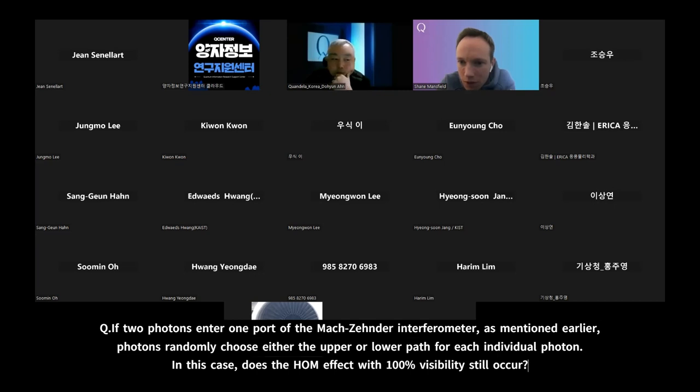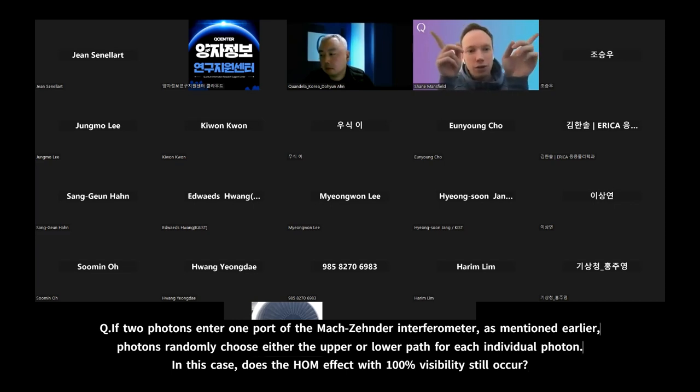Right. So the question is about the Hong-Ou-Mandel effect. The question is, if two photons enter one port of the Mach-Zehnder interferometer, photons randomly choose either the upper or lower path for each individual photon. So that's true. Two photons enter through the same port. They see a first beam splitter. Then for each of those, it's 50-50 that they go to the upper or the lower path.